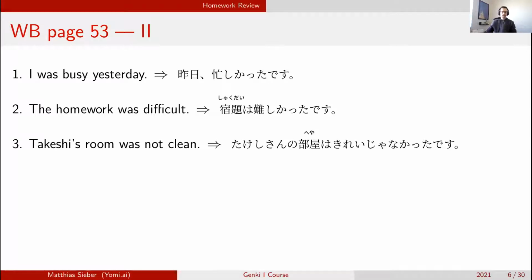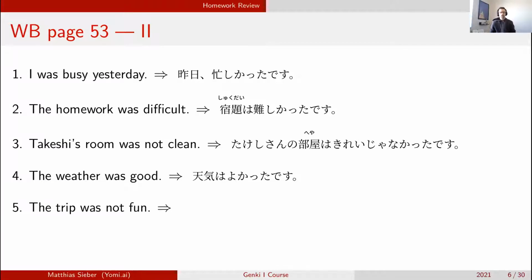And room, we have heya. Right? Heya. Takeshi-san no heya wa kirei janakatta desu. Very good. Hey, the weather was good, James-san. 天気は良かったです。Is that present or past? Yokatta is past. So if you were to say the weather is good, you can say tenki wa ii desu. So yokatta desu is correct. The weather was good. Tenki wa yokatta desu.